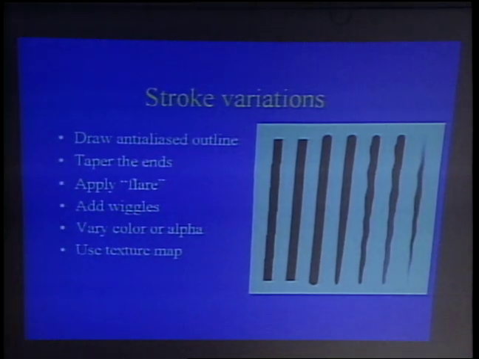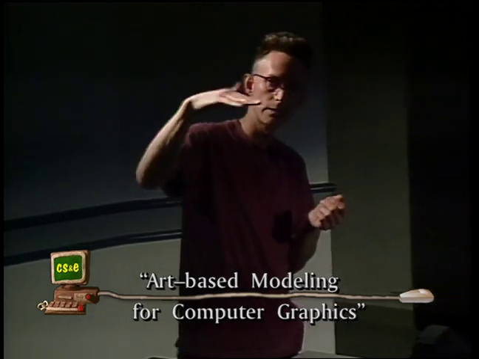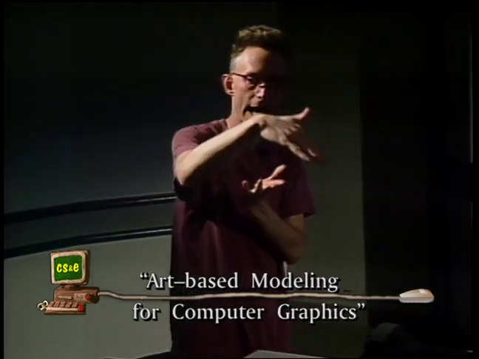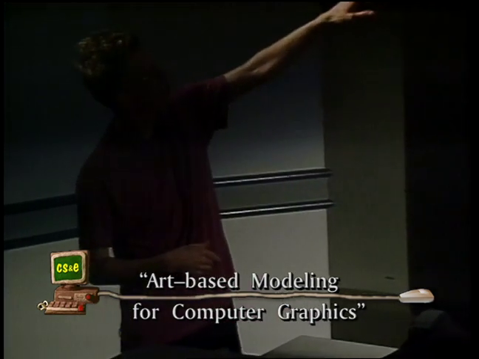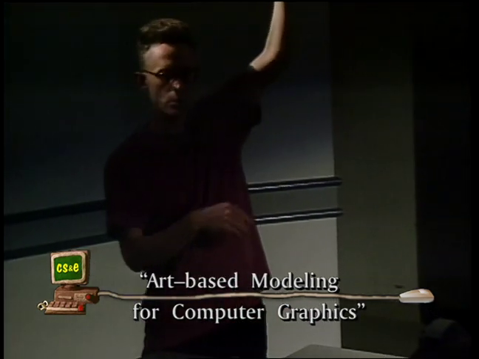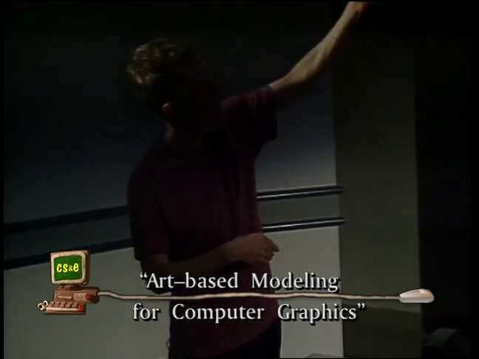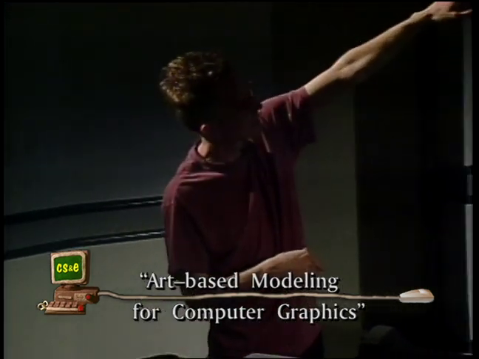Another thing you can do is taper the ends, or round them off in this case. Another thing you can do is apply flare, as JD calls it, which is just varying the width along the stroke according to some function. So it starts on one end thick and then tapers off to the other end. You can add wiggles, so some kind of offsets that add these wiggles. You can apply that either to the central path or to the widths or both. And that's what you see there. And then, just as we vary the width along the stroke, we can also vary the color or the alpha. So that second to last stroke is done that way.